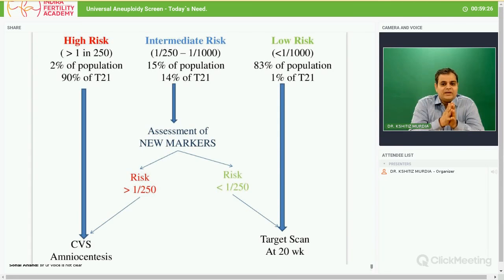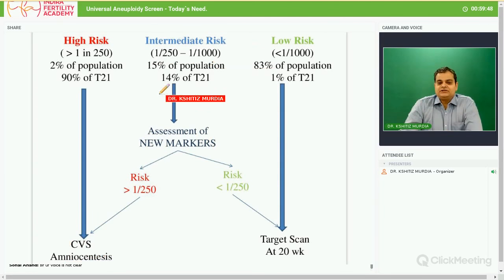So how to go about it? If the patient falls in the low risk group, we should go ahead. No more tests are required. Directly go for the target scan. If the patient falls in the high risk group, then definitely it requires diagnostic confirmation, and if you're comfortable, you can do CVS, or otherwise you can call them at 16 weeks for amniocentesis.